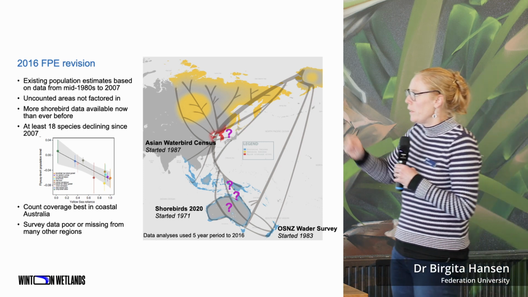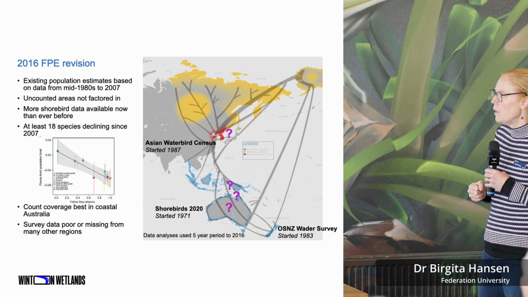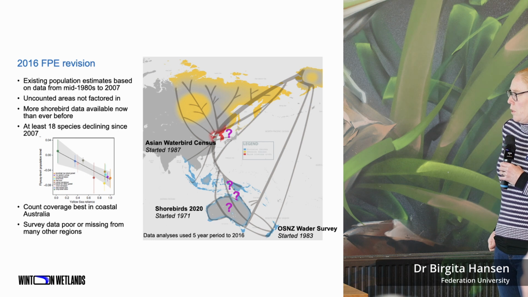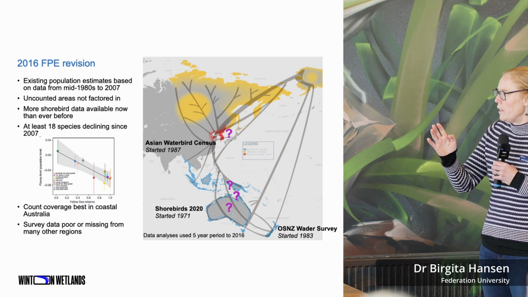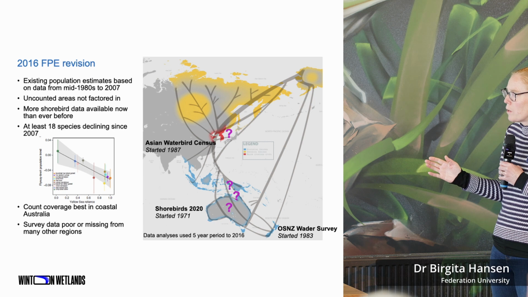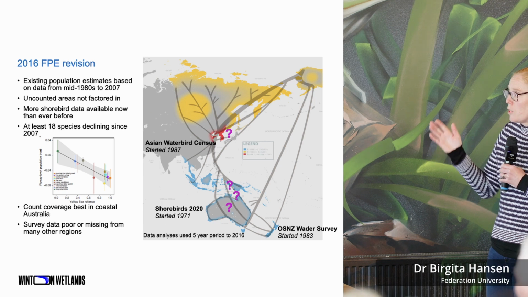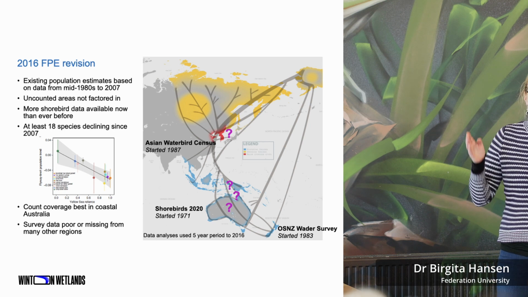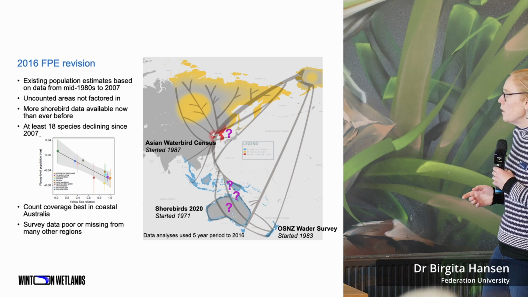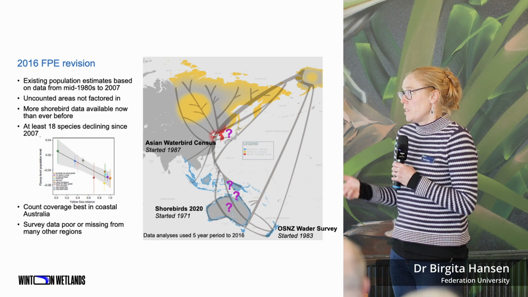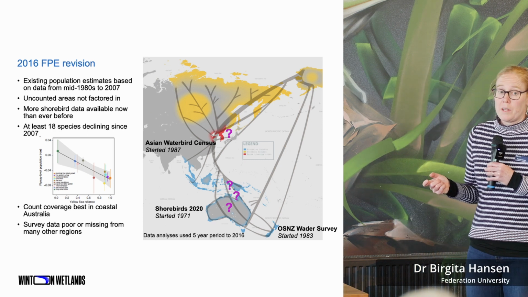And this figure in the middle here is from the Colin Studds paper back in 2017, I think it was, showing the decline of a whole range of migratory shorebird species based on data in Australia, and those that migrate through the Yellow Sea were declining faster than those that don't. So that was the impetus to revise the population estimates.